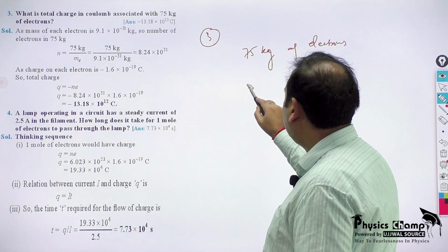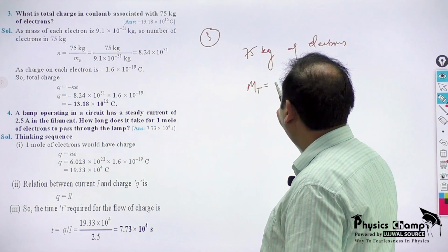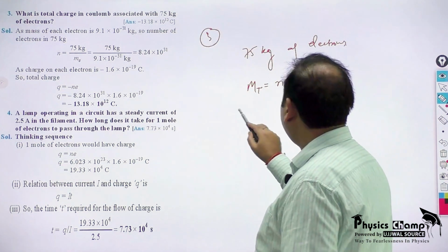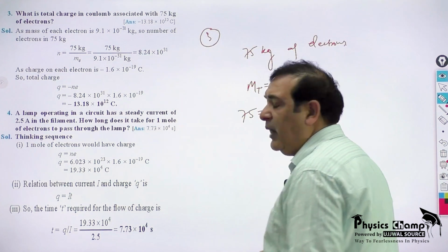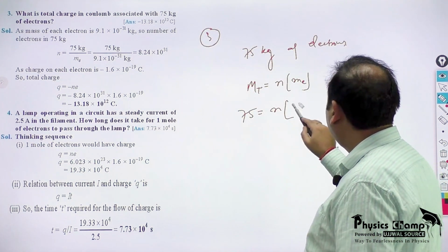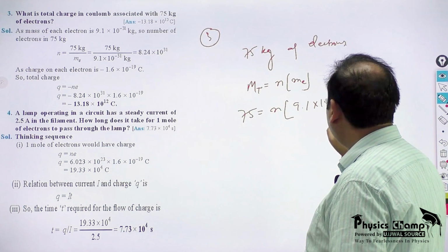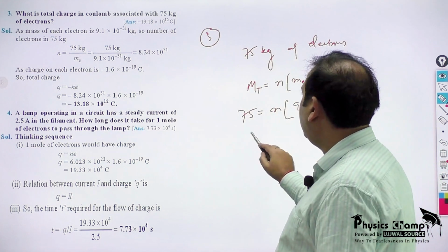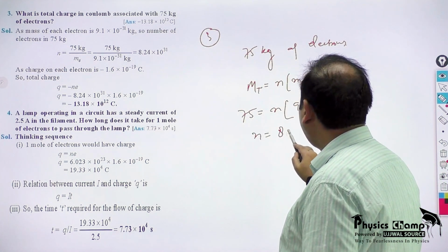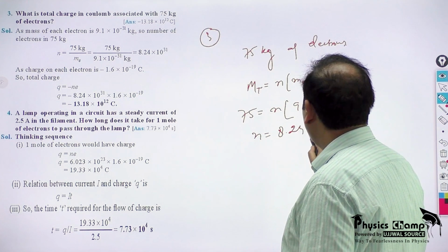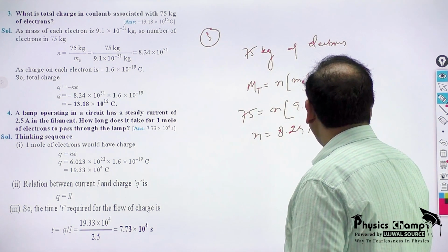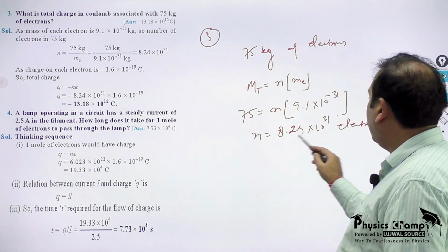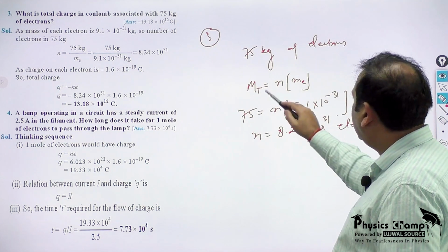We know the total mass will be the number of electrons into the mass of each electron. The total mass here is 75 kg. How many electrons must be making this mass? The mass of each electron is 9.1 into 10 to the power minus 31 kg. So the number of electrons is 8.24 into 10 to the power 31. These many electrons together make a mass of 75 kg.